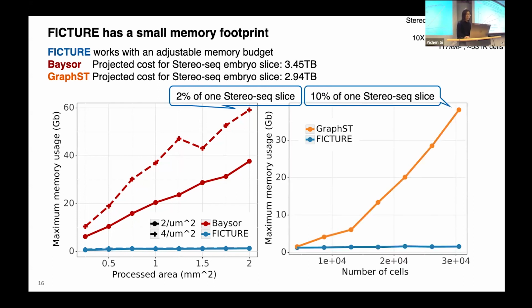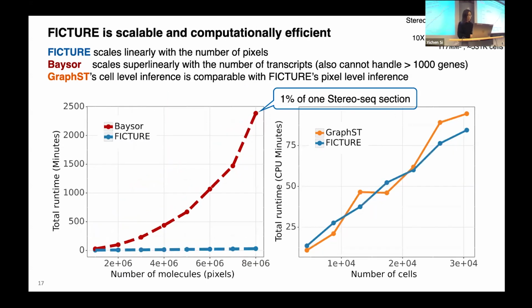GraphST works at cell level, so it's more efficient, more scalable, but still the projected cost for analyzing real data, the memory cost is huge. In terms of runtime, FICTURE's runtime is linear with the number of pixels and is parallelizable. GraphST's runtime appears to be superlinear, and it does not scale to a large number of transcripts. And FICTURE's pixel level analysis is as efficient, as fast as the GraphST cell level analysis.